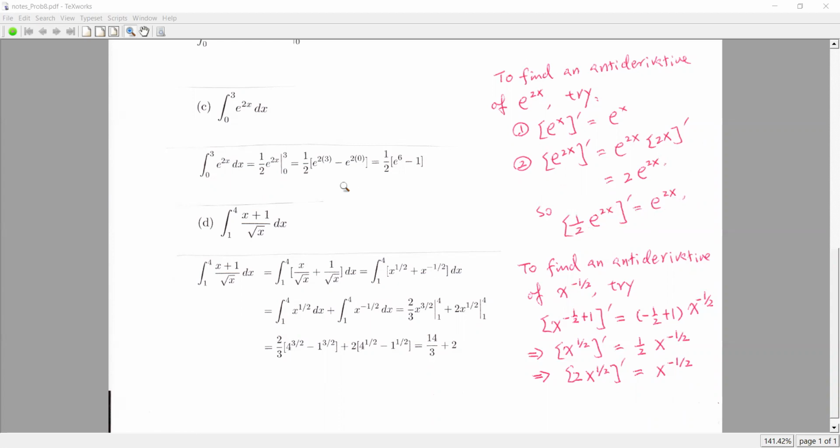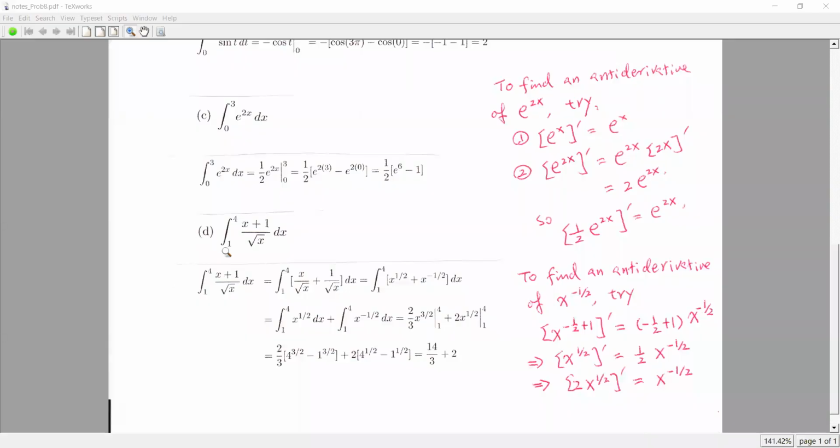Now, by the fundamental theorem, this integral is equal to this. Plug in the number 3 in x minus plug in 0 in x. Then the integral is this number. Simplify this number, then we have this number. This is the answer to part C.